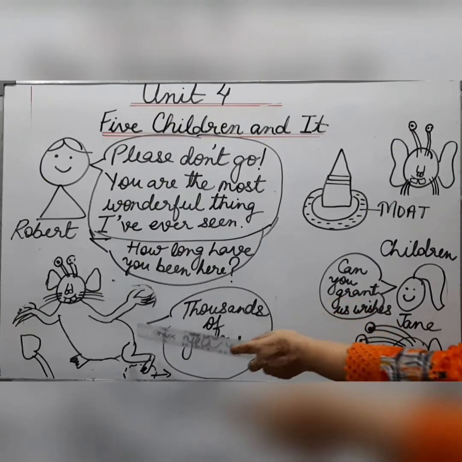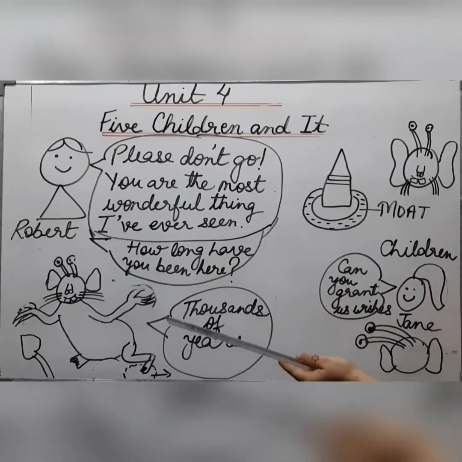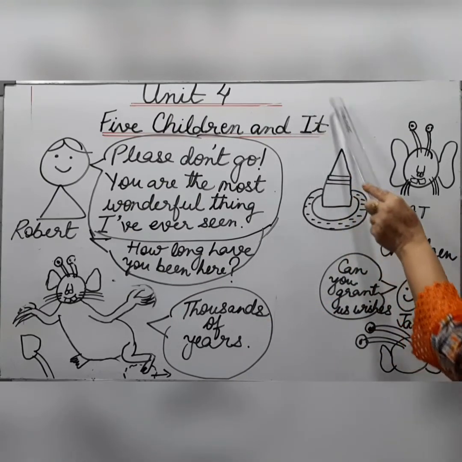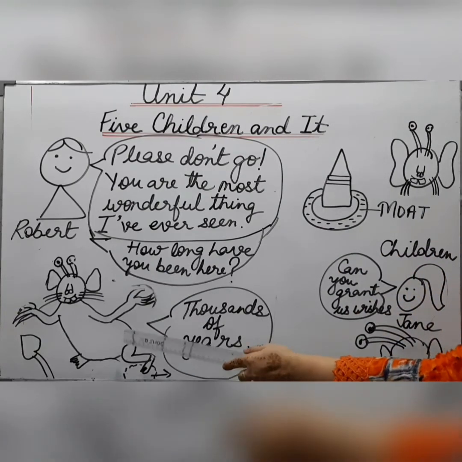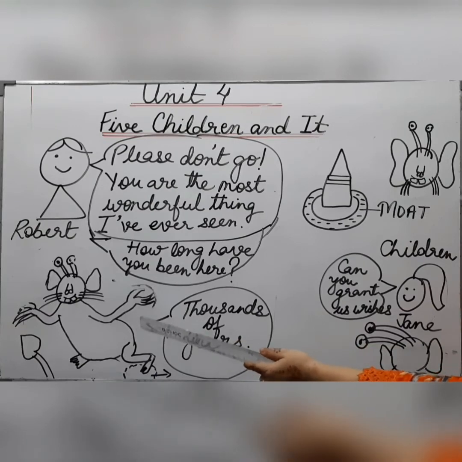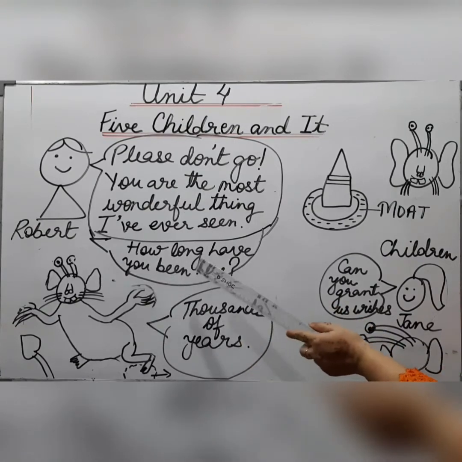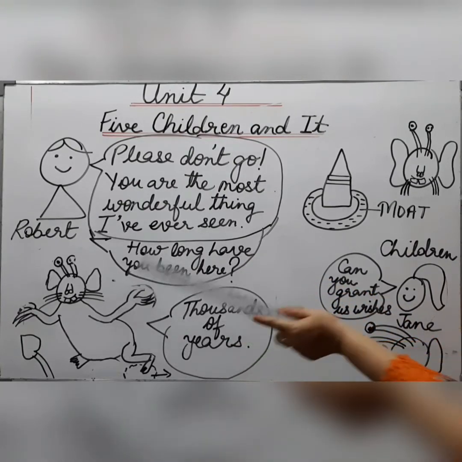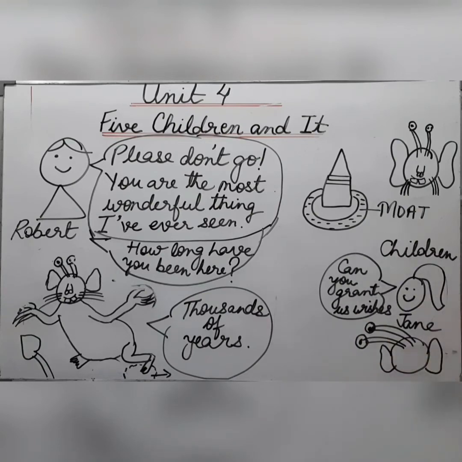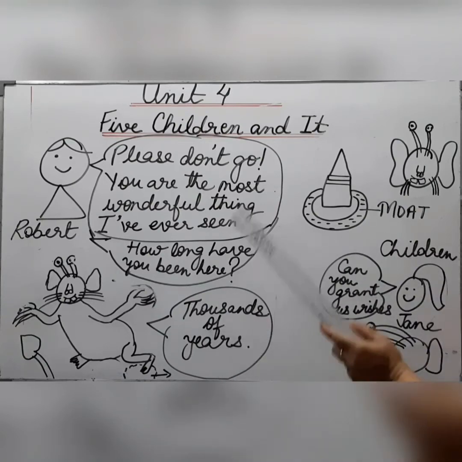Now Robert had a few more queries and he asked, how long have you been here? That means he's asking this sand fairy, as you can now call it. In the beginning we were calling it "it." Now we know the name, we will call it Psammead or the sand fairy. The meaning of Psammead is sand fairy. So he said, thousands of years.